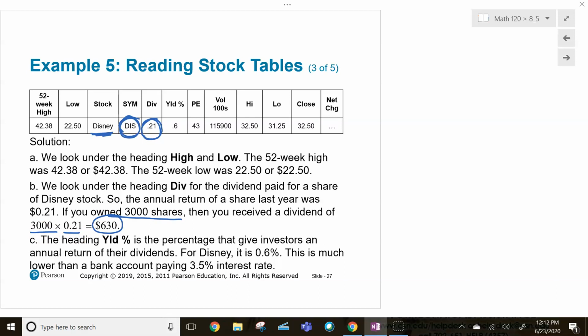Okay, the yield percent. So the yield percent right here is the percentage that gives investors an annual return of their dividends. So for Disney, it's 0.6%.